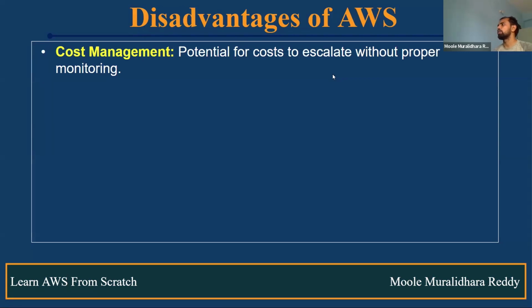Okay, let's take an example: you want to use a server for only 1 hour, but you forgot to terminate it. What will happen? If you don't terminate that particular server, it will keep on being chargeable. That's why there is potential for costs to escalate without proper monitoring. If you are not monitoring properly, it will keep on increasing your bill.